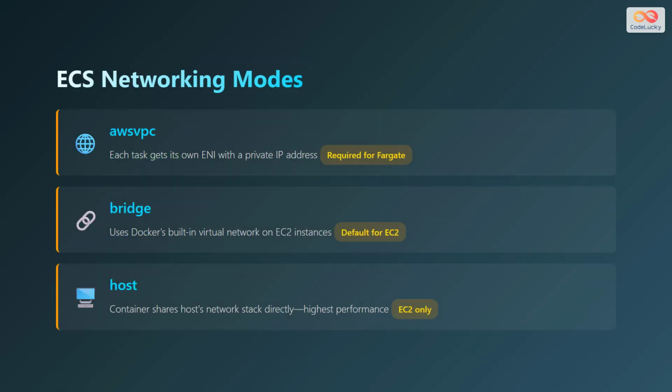ECS supports 3 networking modes. The AWS VPC mode gives each task its own elastic network interface with a private IP address, and it's required for Fargate. The bridge mode uses Docker's built-in virtual network on EC2 instances and is the default for EC2 launch type. The host mode allows containers to share the host's network stack directly, providing the highest performance, but it's only available for EC2 instances.